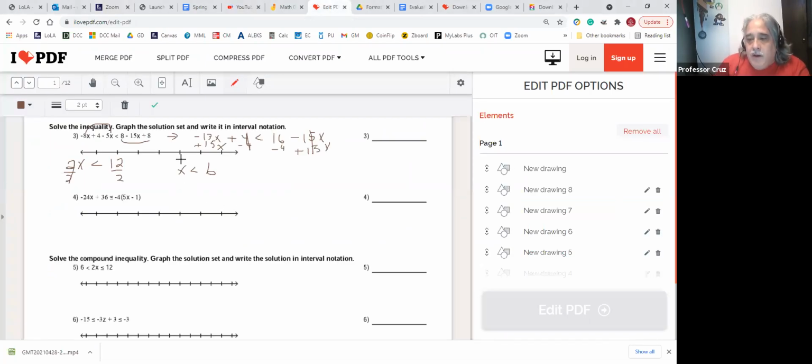All right, so we can make either one of these 6. So let's make that the 6. And then this is going to be a parentheses. And the little arms are going in the direction of the arrow. So that's the graph. And then we can make it interval notation by just doing this. There we go. Any questions on that? No. All right.